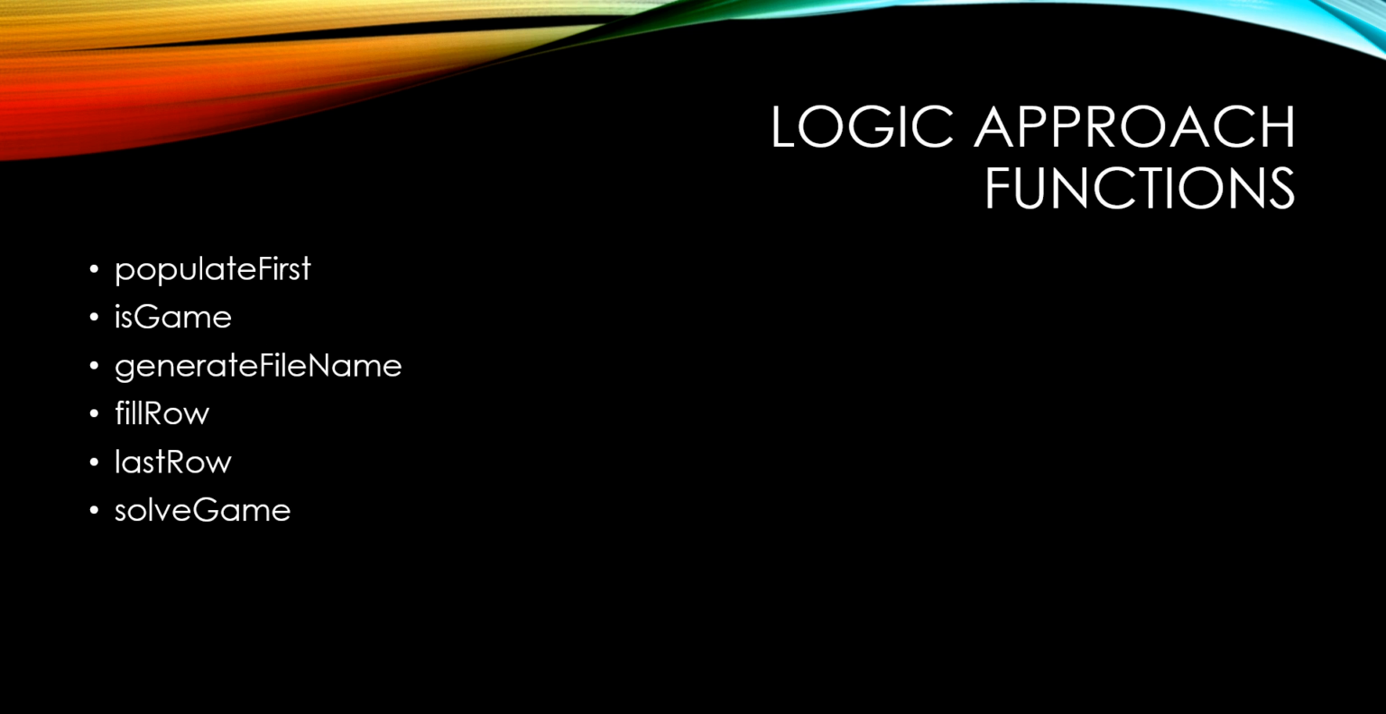We have a fill row function. It basically takes the file name and fills a row with it. The last row is almost completely the same. We have to do some backtracking, and we have to go back one row, and that's where the last row comes in. Solve game is the function that does everything and calls all other functions.